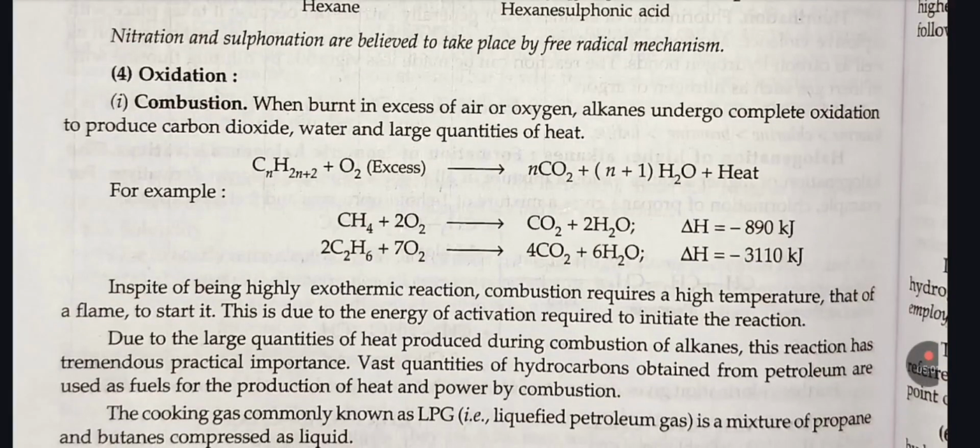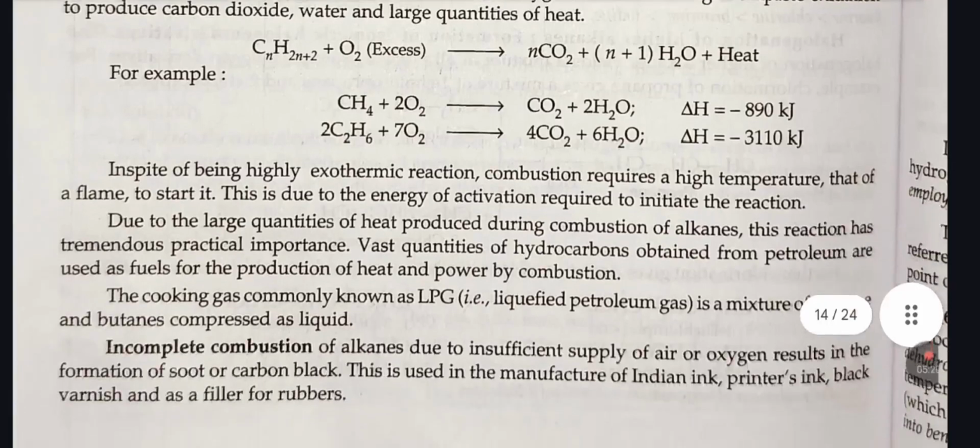Oxidation. First, combustion. When burned in excess of air or oxygen, alkanes undergo complete oxidation to produce carbon dioxide, water and a large quantity of heat. CnH2n+2 plus O2 in excess will give nCO2 plus (n+1) H2O plus heat. For example, CH4 plus 2 O2 will give CO2 plus 2 H2O. Delta H will be minus 890 kilojoules.